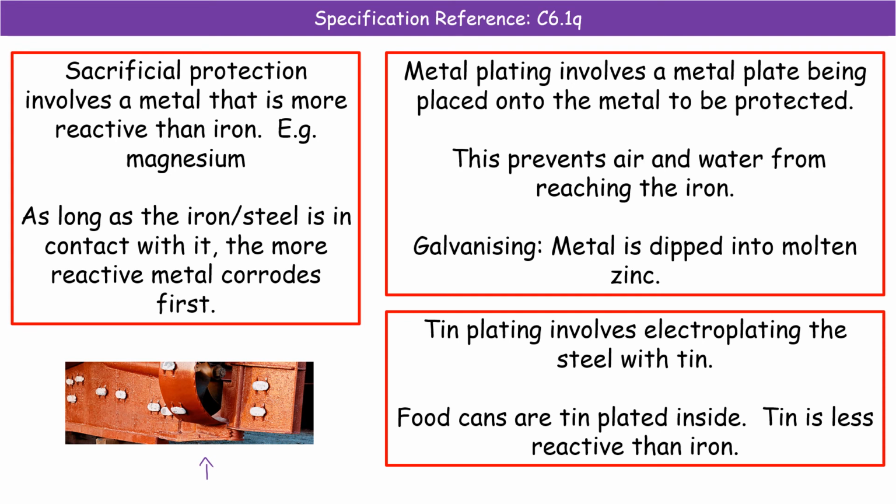So just by attaching these little blocks of magnesium, we protect the underside of the boat there. Because the magnesium blocks are going to corrode, the iron boat will not.